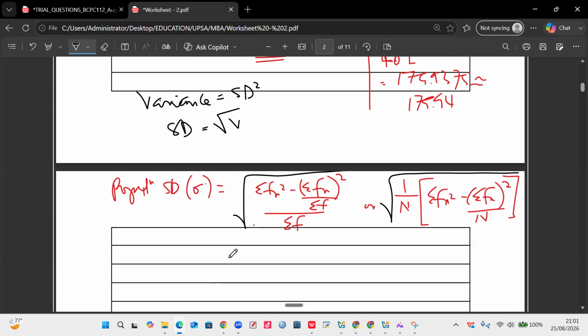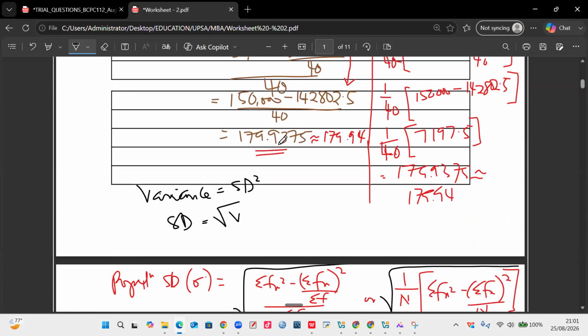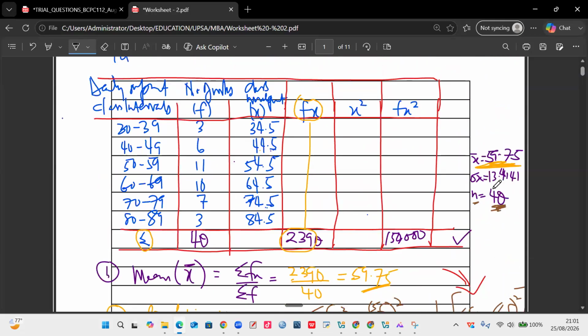So now look at the technique here. Someone will be like, okay, but the calculator didn't give us the variance. It gave us the variance. How did it give us the variance? This is the standard deviation. Is that it?